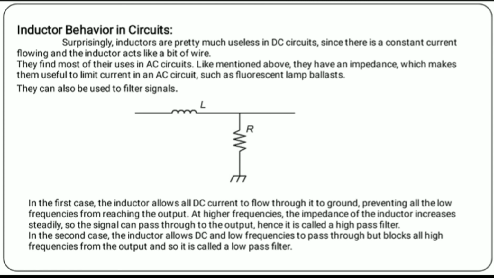See, in the first case, they are called a high pass filter, and in the second case, they are called a low pass filter. Why it is called a high pass filter: the inductor allows all DC current to flow through it to ground, preventing all the low frequencies from reaching the output. Then at higher frequency, the impedance of the inductor increases steadily, so the signal can pass through to the output. So it is called a high pass filter. In the second case, it is called a low pass filter because the inductor allows DC and low frequencies to pass through but blocks all high frequencies from the output. You can clearly see in the figure, which explains the high pass filter and the low pass filter.